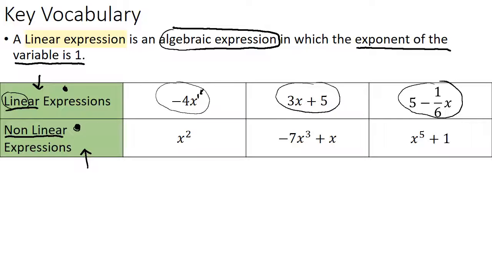So as we look at this again, this 3x plus 5, again, there's a little invisible 1 right there, which makes that a linear expression. And on this last one as well, there's a little invisible 1 right there, which allows this to be linear.